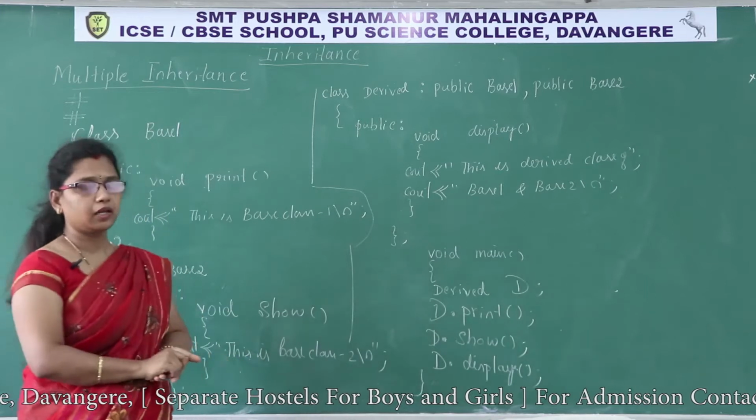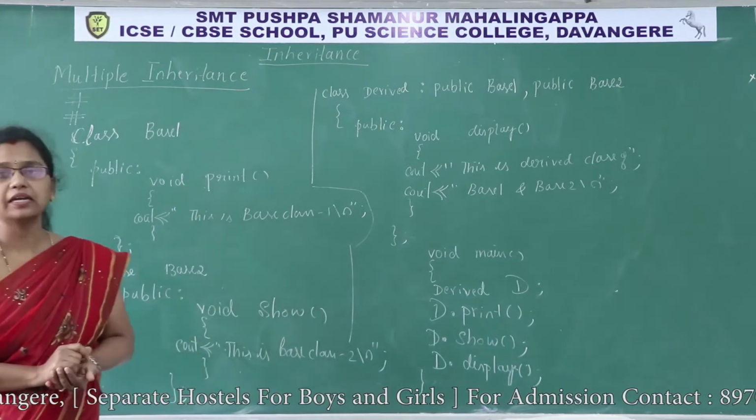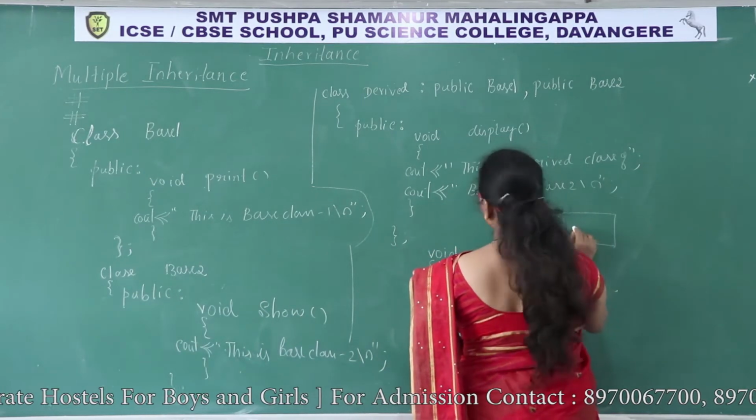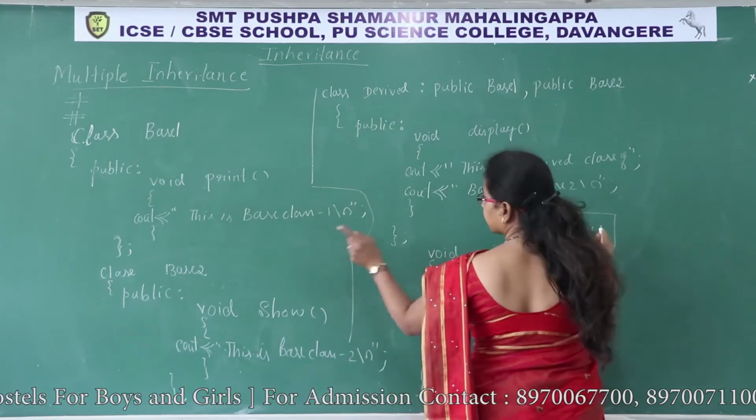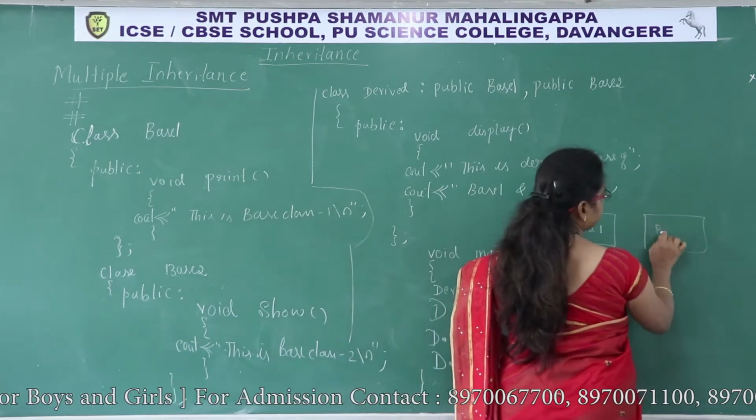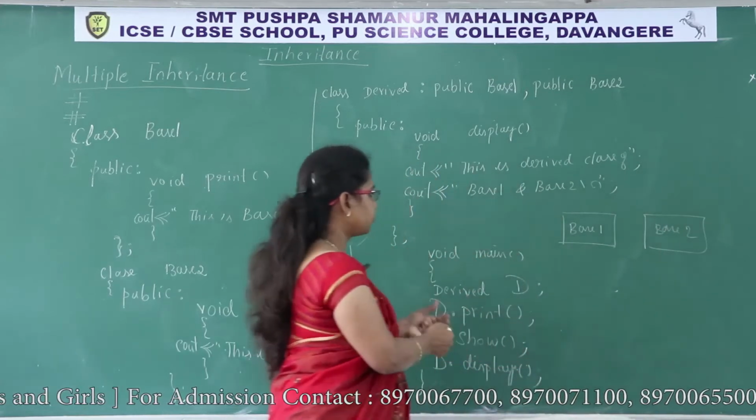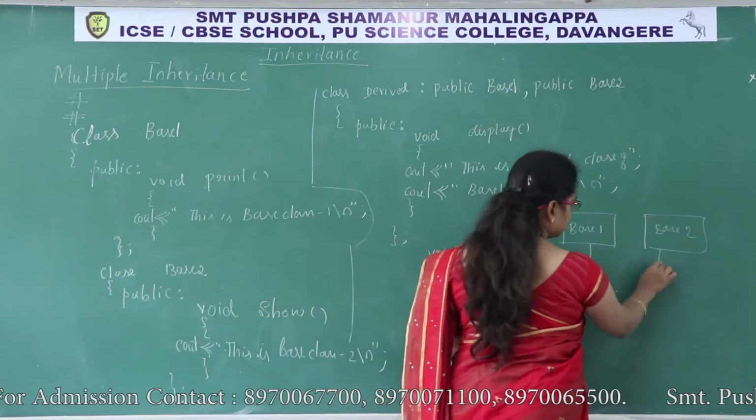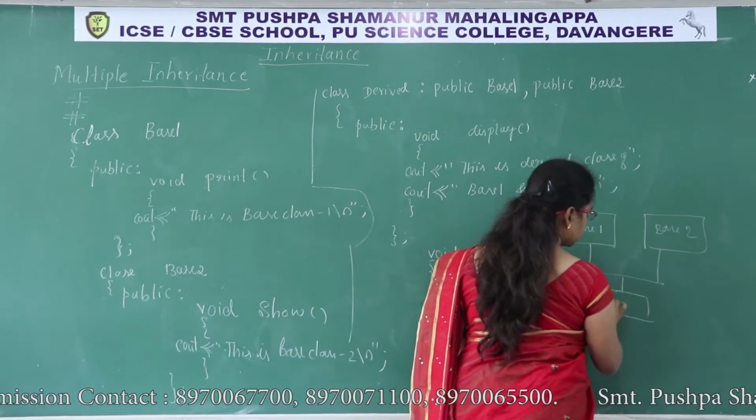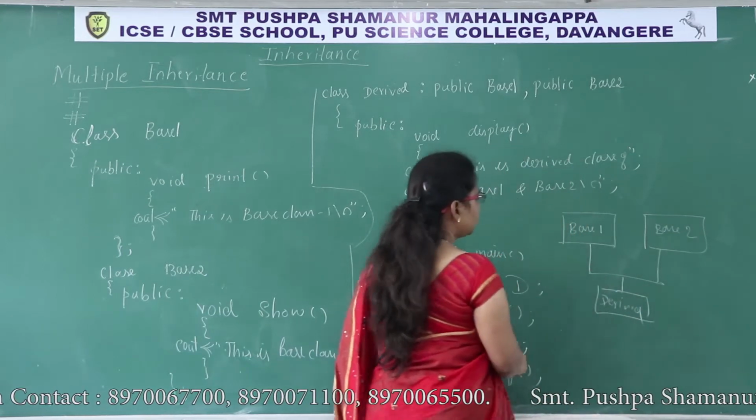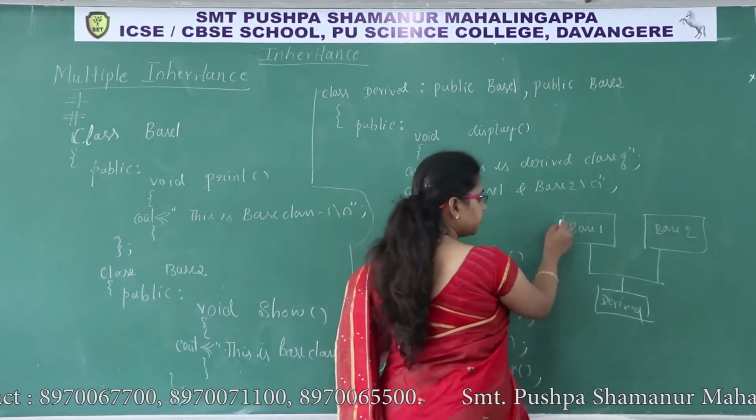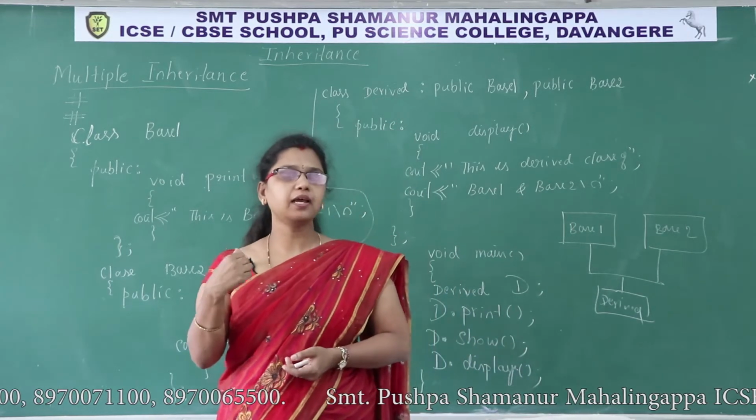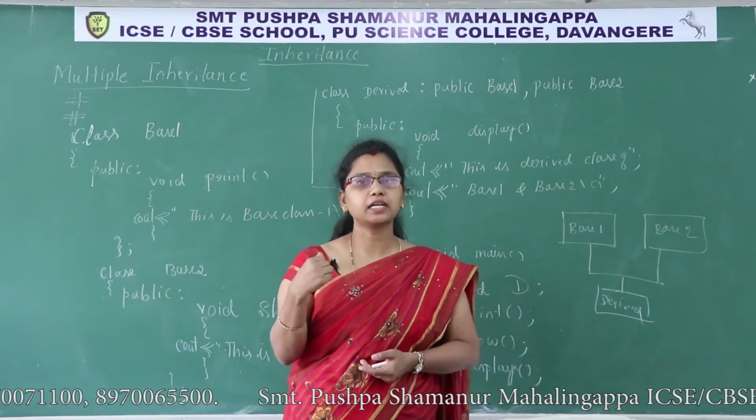Understood? So this is about multiple inheritance. See here, the pictorial representation would be like this. This is base 1 class, and another class, base 2. From these 2 classes we have inherited one more class, that is the derived class. What are the members of a class? Members are nothing but both data members and member functions. In this example I have taken only member functions. I did not take any data member.